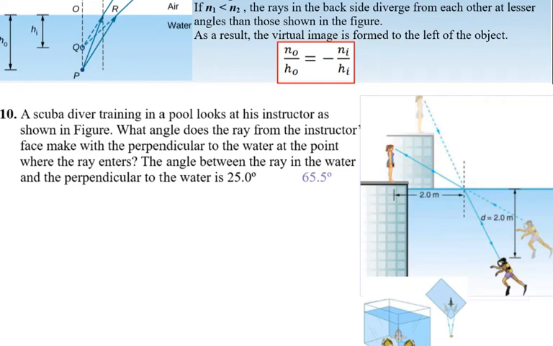So the angle that they ask you is this one. They ask you, what angle does the ray from the instructor's face make with the perpendicular of the water at the point where the ray enters? So this is the normal, and the ray enters at that point. So I'm going to look at this triangle.